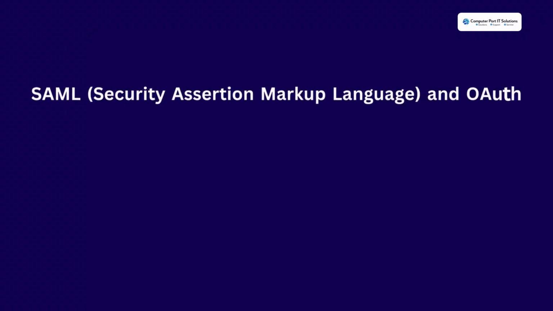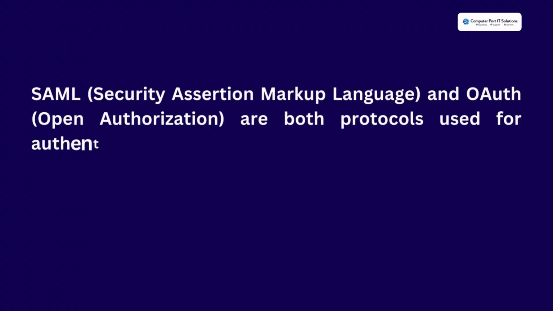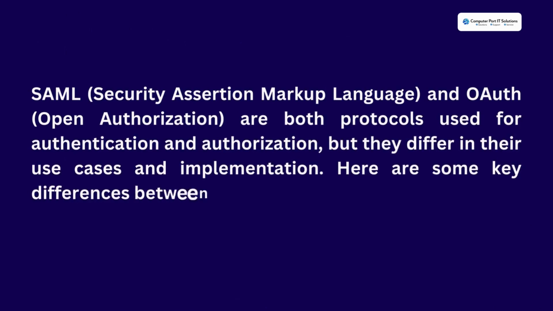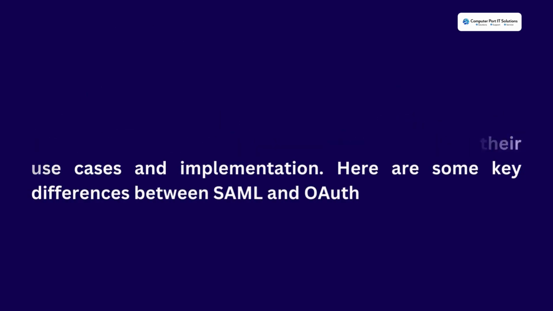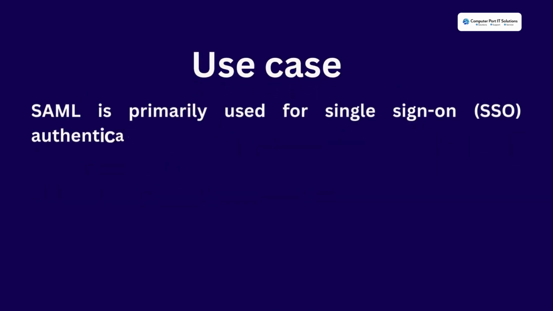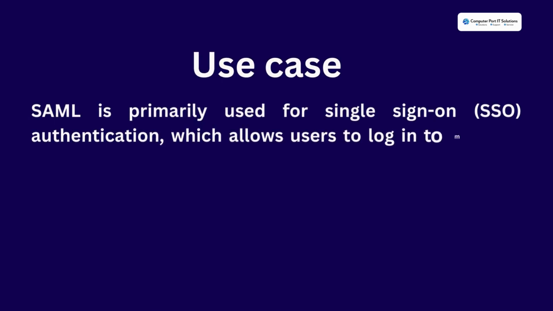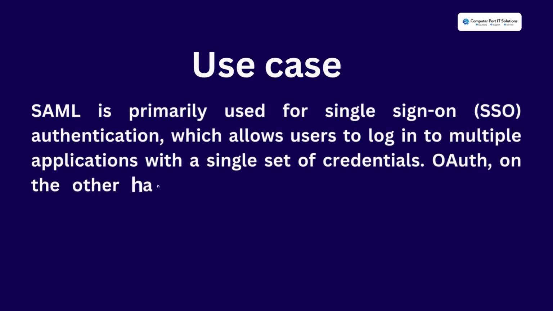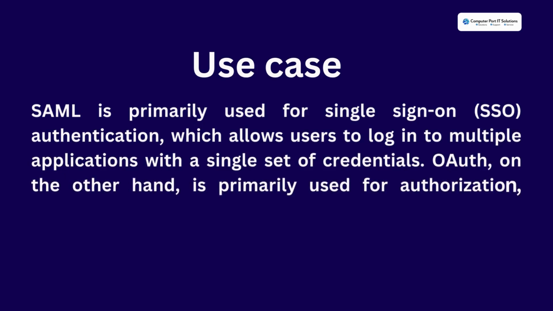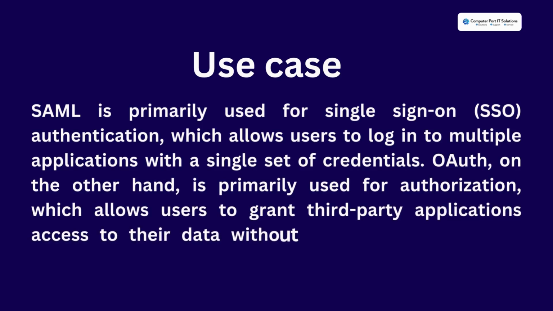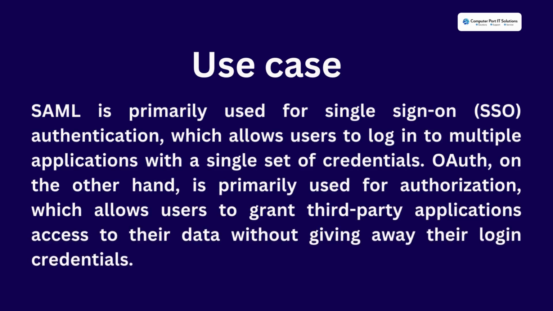SAML and OAuth are both protocols used for authentication and authorization, but they differ in their use cases and implementation. Here are some key differences between SAML and OAuth. Use case: SAML is primarily used for single sign-on authentication, which allows users to log into multiple applications with a single set of credentials. OAuth, on the other hand, is primarily used for authorization, which allows users to grant third-party applications access to their data without giving away their login credentials.